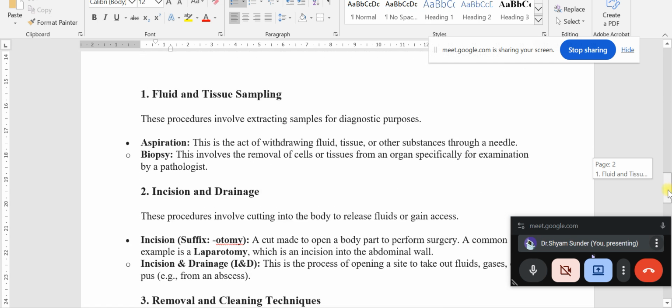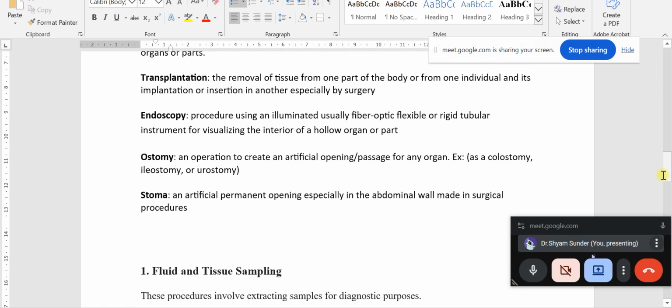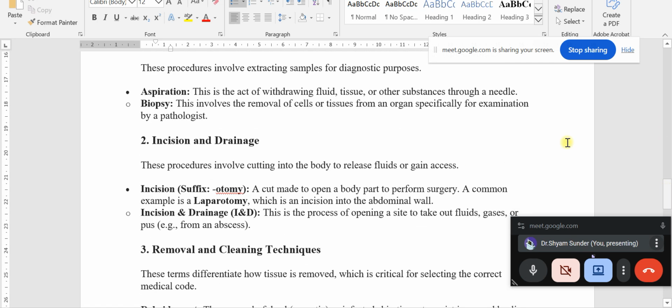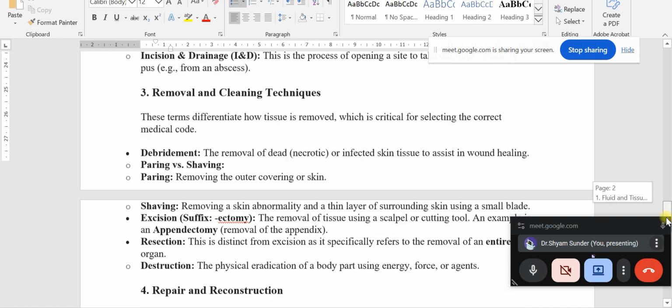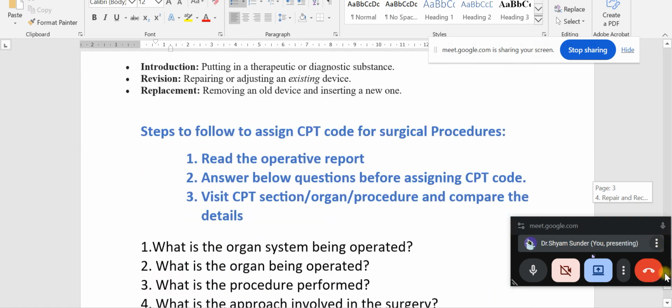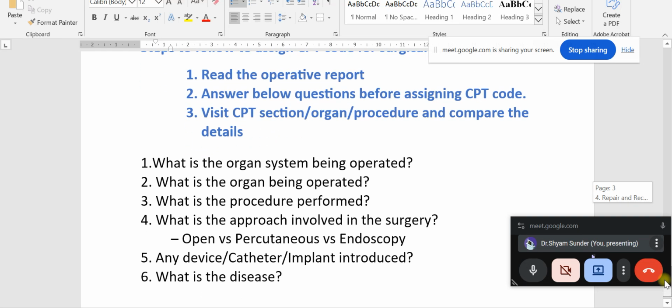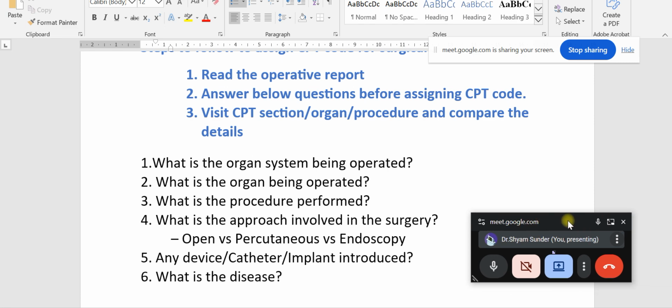All right. So please go through this document. I have given detailed description or definition for each and every procedure, again with some examples, and we'll go over these topics also.